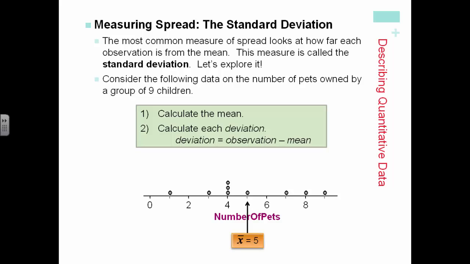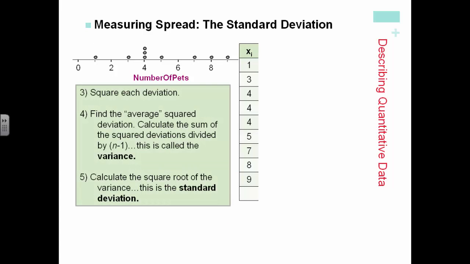Our mean, x bar, is 5. Our deviation for the first value, take 1 minus 5, would equal negative 4. Another deviation, for example, if we take 8 minus 5, we would get a deviation of 3. We then take each of the values we found for the deviation and square it. We find the average squared deviation: the sum of the squared deviations divided by n minus 1, which is the number of observations minus 1. This is what we call a variance. The square root of the variance is called the standard deviation.